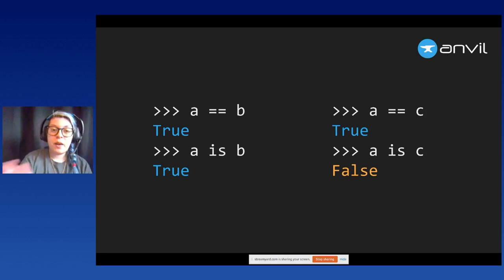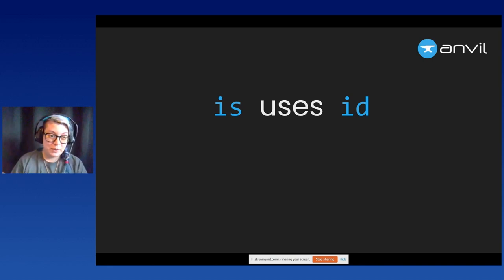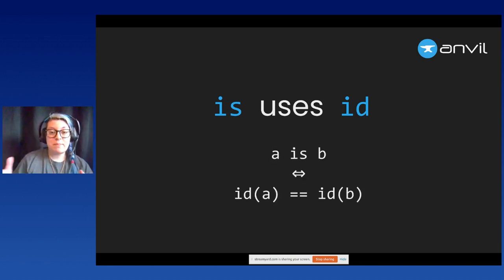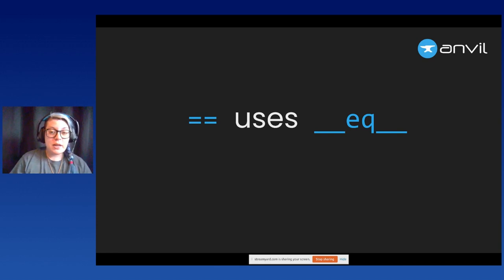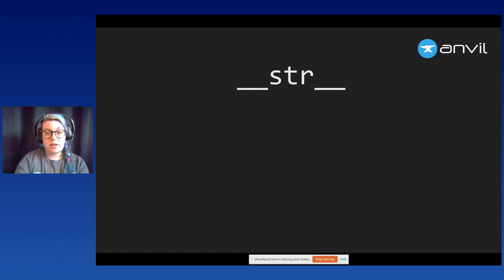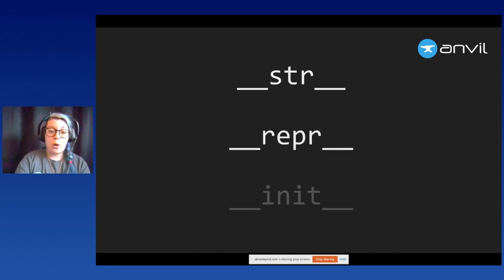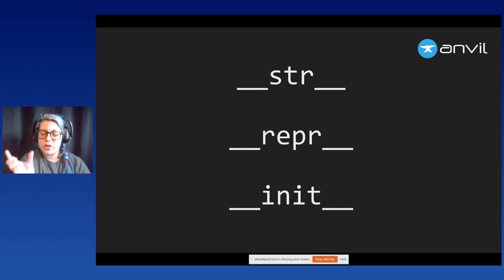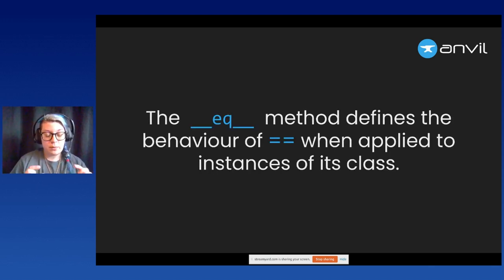So why does this happen? The is comparator uses the ID of objects in order to determine its truth value. So A is B is exactly equivalent to saying that their IDs are the same. Whereas the double equals operator uses the double underscore eq method. So what is that? We're quite familiar with double underscore methods. I think in Python you might have seen double underscore str, double underscore repr, or double underscore init. It's obviously a really common one. These are also called magic methods or dunder methods, as a shortening of double underscore. And the double underscore eq method defines the behavior of the double equals operator when it's applied to instances of the class that the double underscore eq method is defined upon.